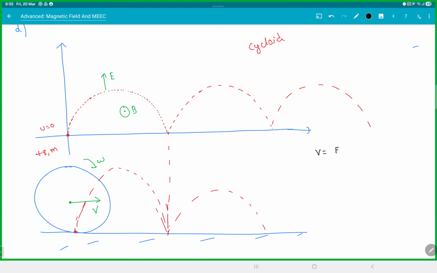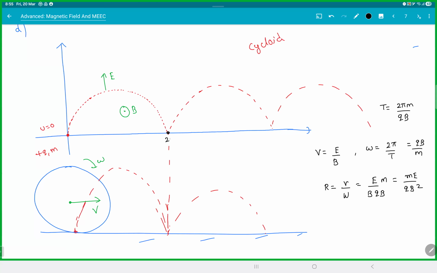Speed is given by E by B. That is 1. Omega is nothing but 2 pi by time period. And what is the formula for the time period of a particle? 2 pi m by qB. That comes from your regular magnetism chapter. So omega is qB by m. So what is the radius of the particle? v by omega, which is E by B, and omega is qB by m. So radius is mE by qB squared. So that's your radius.